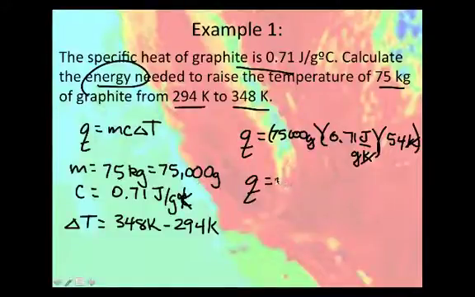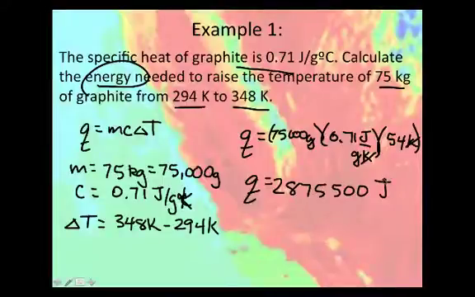I get Q is equal to 2875500 joules. That seems like quite a lot, doesn't it? But remember, this is 75 kilograms of graphite, so it's not unreasonable to have a large amount of heat. Let's see, how many sig figs do we get to keep? Specific heat had 2, mass had 2, and temperature had 3. So we better keep only 2 sig figs.